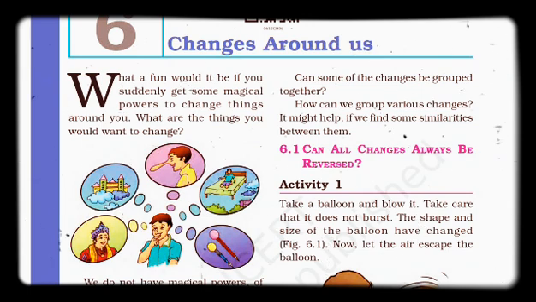Can some of the changes be grouped together? How can we group various changes? It might help if we find some similarities between them.